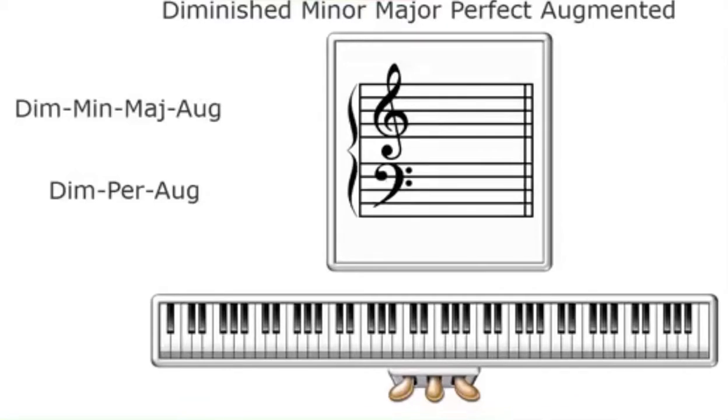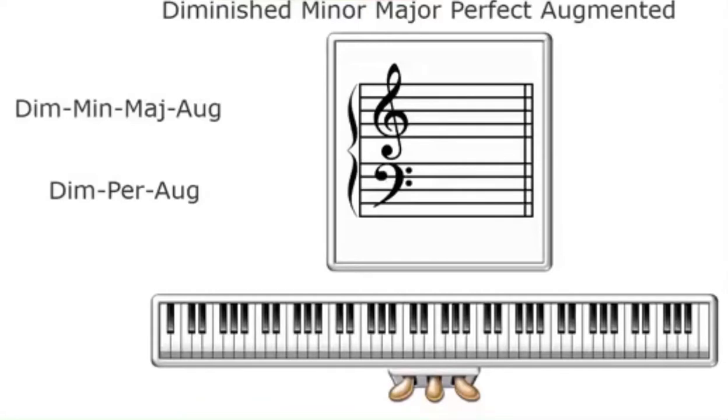In this video I'm going to talk about musical intervals. An interval in music is the distance between two notes, and there are two aspects to the interval. One is its numerical value and the other is the quality of the interval.